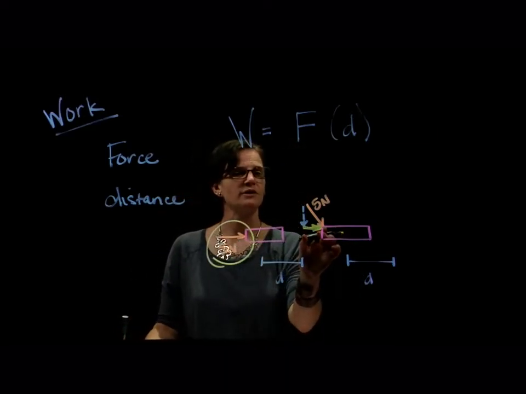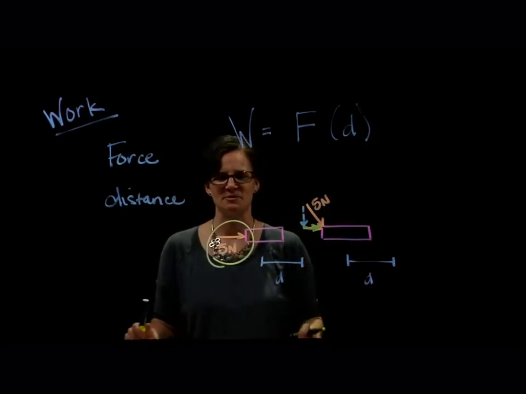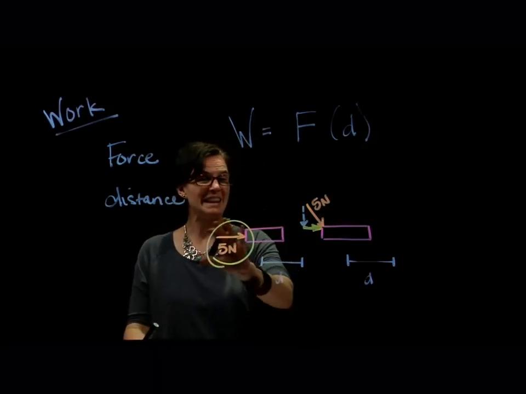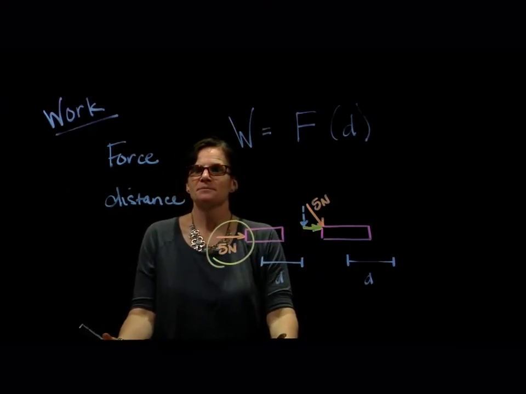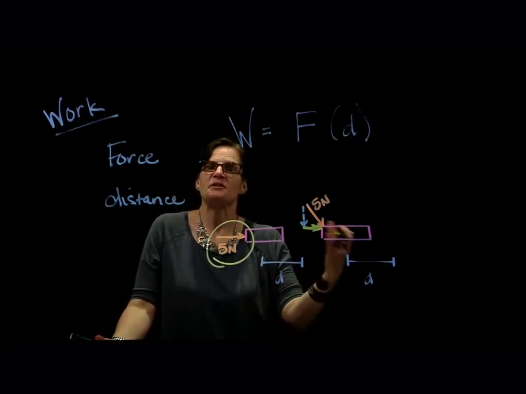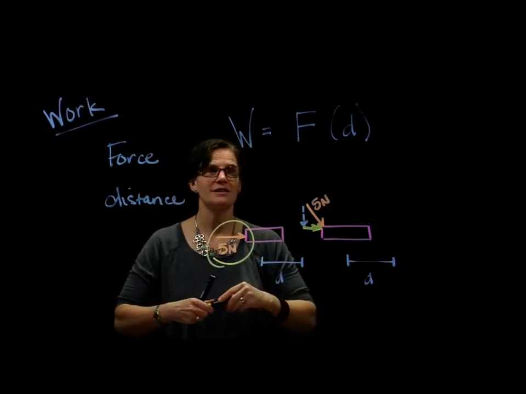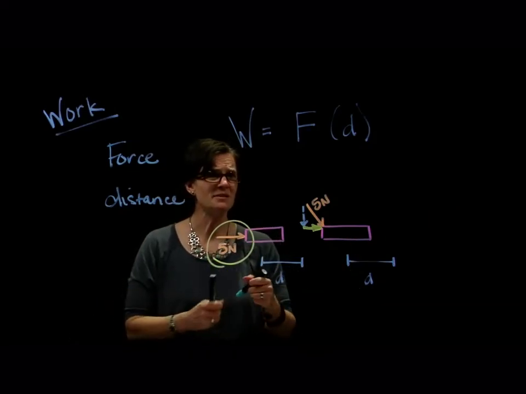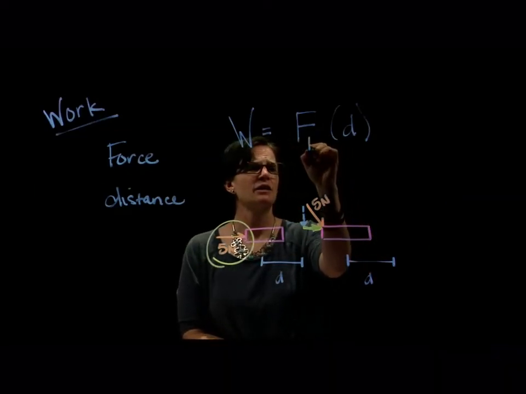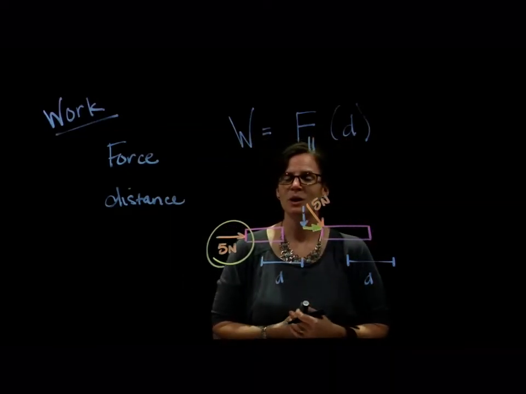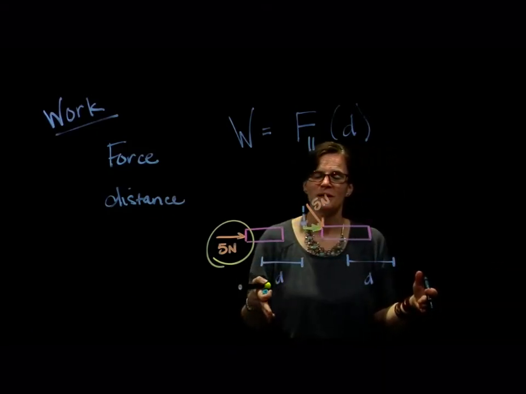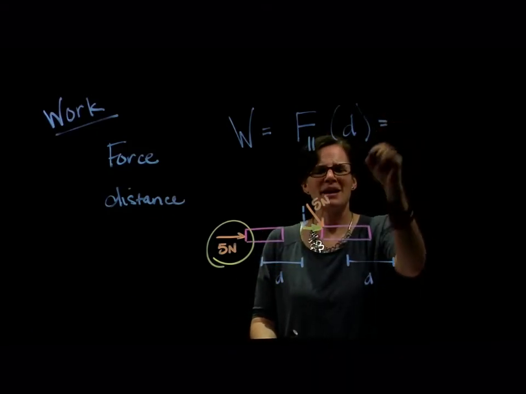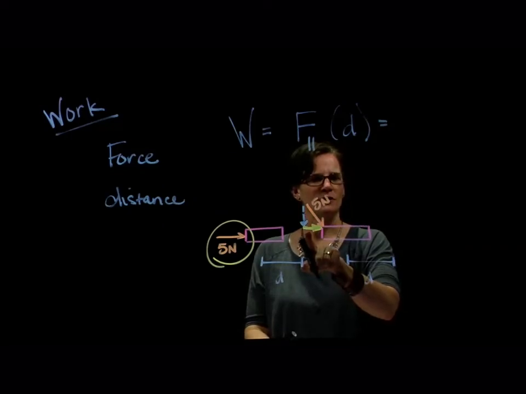It's much smaller than my 5 Newton force. So what's related between this force and this small piece? Well, they're both in the direction of the distance. In this case, we're looking at the force that is parallel to the distance that the object is moving through. Well, how might I get this parallel force?